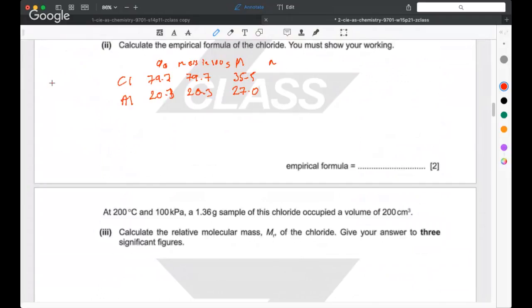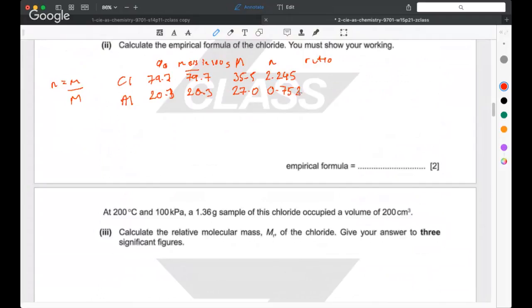And you should know that the number of moles is the mass, we had that in the column there, divided by the molar mass in grams per mole, which we've got there. And you can work out the number of moles, the amount. If you do that calculation, you get 2.245 moles for chlorine and 0.752 moles for aluminium.